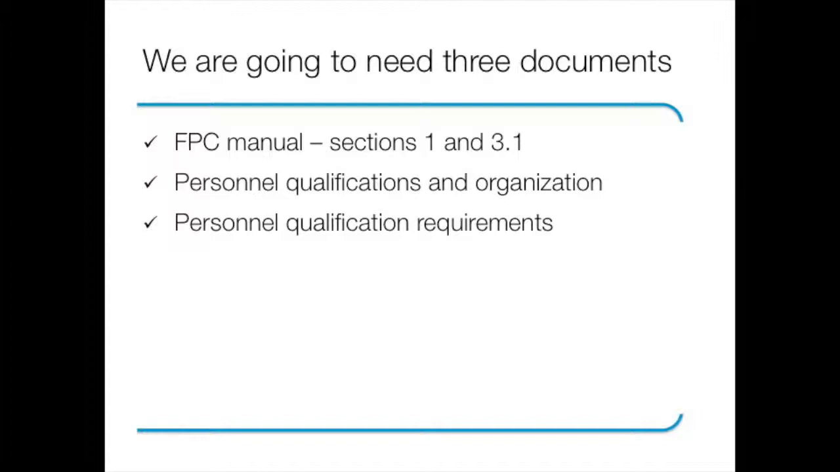And third, Qualification Requirements. As we've already downloaded the FPC manual in the previous step, you'll only need to download the other 2 from the sidebar. After you've downloaded the files, move them into the subfolder P Personnel and Organization that we created in the previous step. In this folder, we will store all files that have something to do with your employees' qualifications and experience.